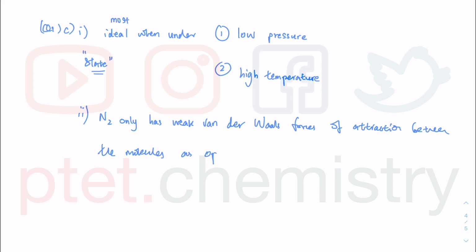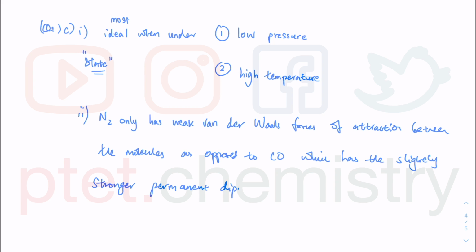As opposed to CO, which has the slightly stronger permanent dipole. So that means the intermolecular forces between CO molecules are going to be less negligible compared to N2. Therefore, N2 is going to behave more ideally. However, they are asking us to explain that for 2 marks. So I've mentioned N2 has weak van der Waals forces of attraction as opposed to CO, which has the slightly stronger permanent dipoles.